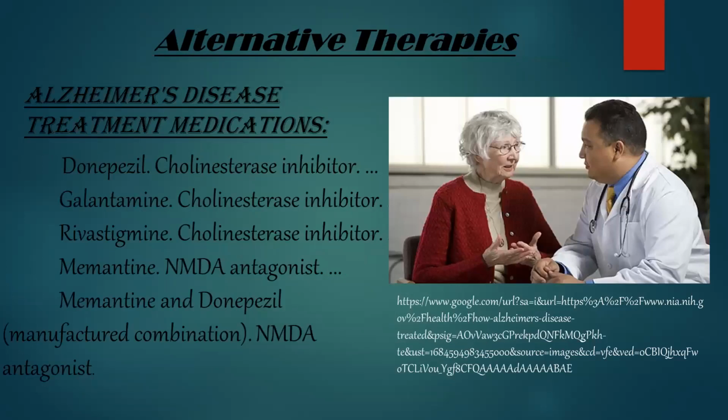Alternative therapies, Alzheimer's disease treatment medications: donepezil, galantamine, rivastigmine, and memantine. Donepezil, galantamine, and rivastigmine are cholinesterase inhibitors, and memantine is an NMDA antagonist.